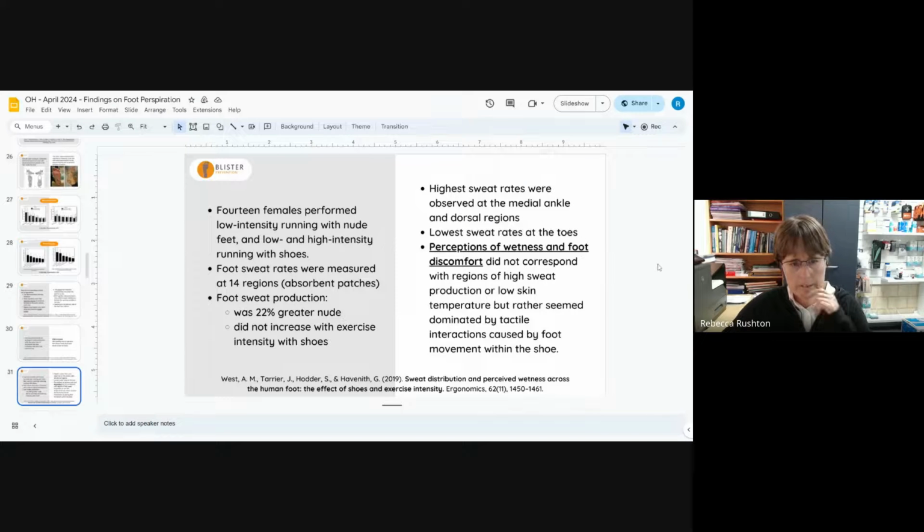This is a different study. 14 females performed low intensity running with nude feet and at low and high intensity running with shoes. Foot sweat rates were measured at 14 regions using the absorbent patches. And what they found was the bare feet sweated 22% more. And those that were in shoes, it did not increase with exercise intensity. So that's that hydromeiosis.